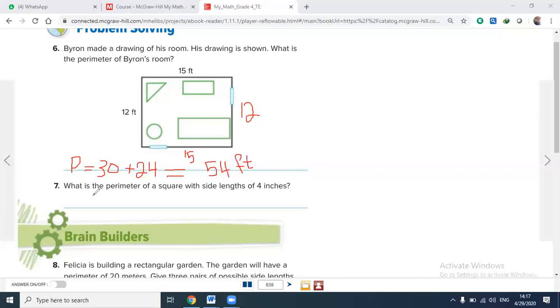Number 7. What is the perimeter of a square with the side length of 4 inches? I can find the perimeter of a square by multiplying the side length, which is 4, times 4, the number of sides. So the answer equals 16 inches.